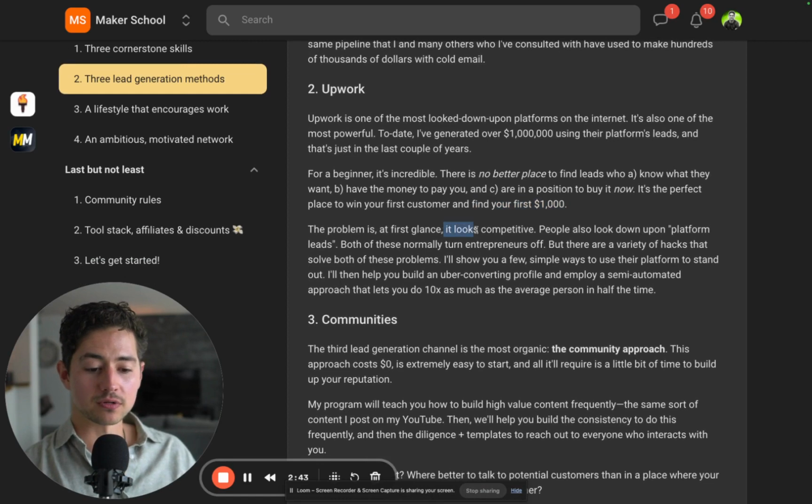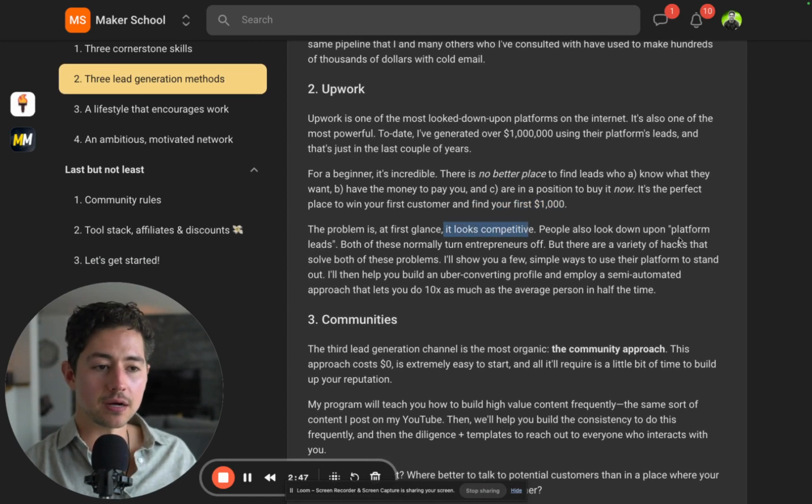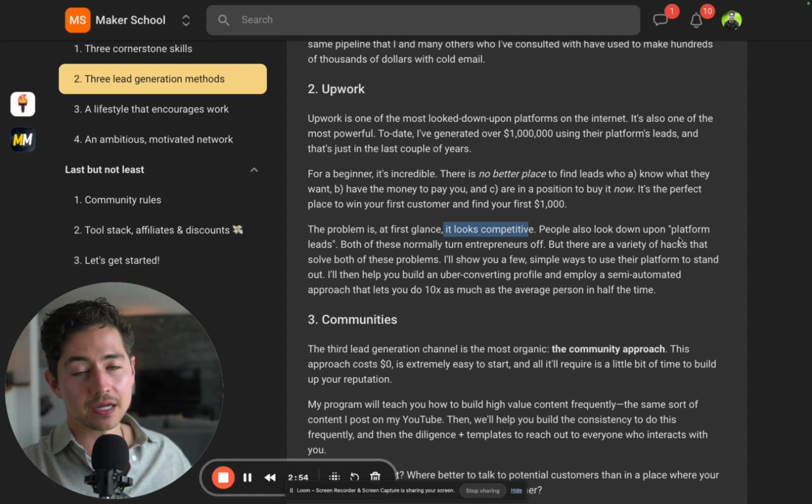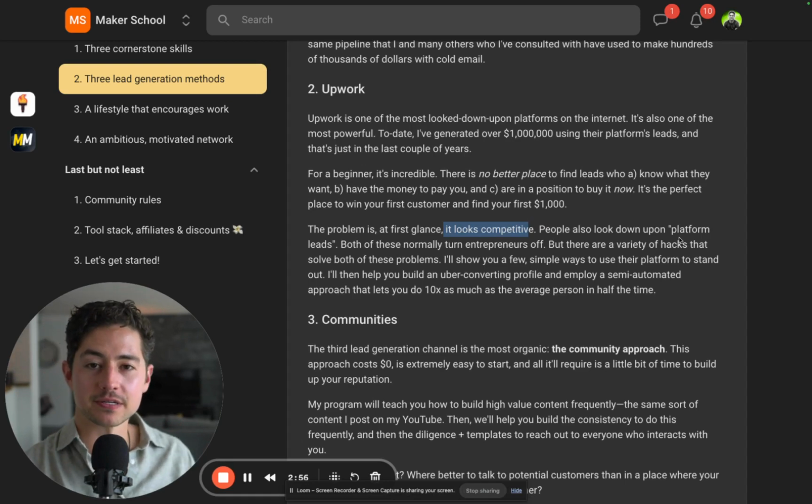The problem is Upwork looks really competitive. People also tend to look down on platform leads, like I mentioned, and that typically turns people off. But I'll just show you how to avoid all of that and structure everything in such a way that you get to eliminate all the negatives, and then you get to multiply on all the positives.